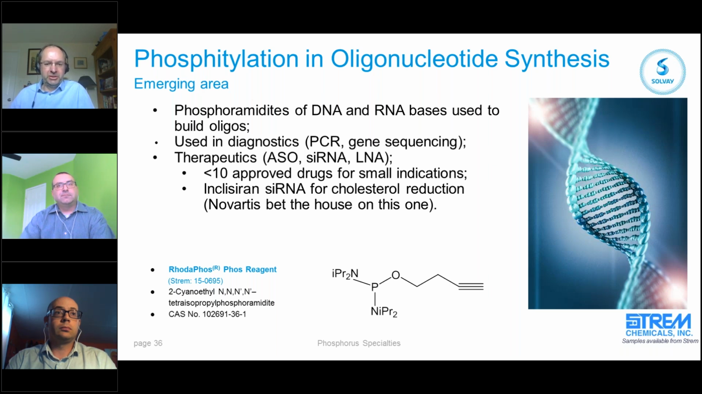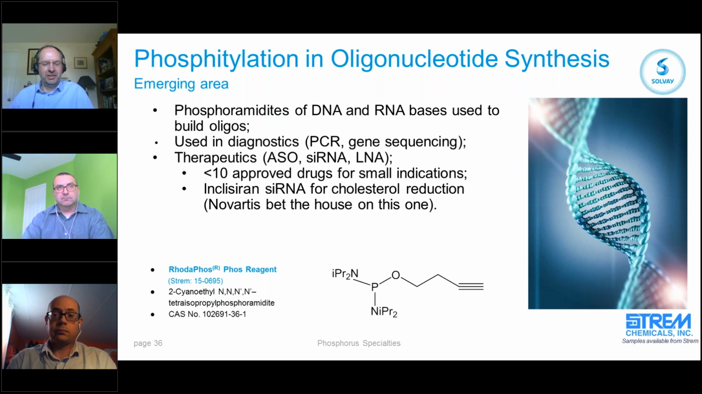So the phosphoreagent shown at the bottom of the screen here is a high purity molecule that's used to make phosphoramidites of DNA and RNA bases. These phosphoramidites are then used to build up synthetic oligonucleotides. The oligonucleotides can be used in diagnostics, for example, PCR and gene sequencing. From a therapeutic point of view, synthetic oligonucleotides have been in development for over 30 years, but so far less than 10 drugs have actually been approved, and the indications they've been approved for are generally small.